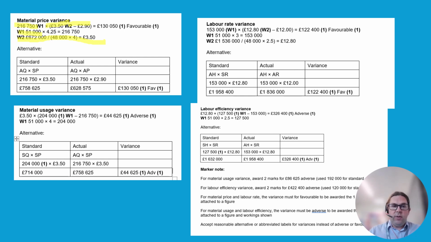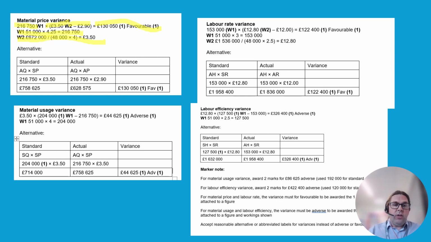Now working 1 confirms how you do that. So they produced 51,000 units and they used 4.25 kilos per unit, so it's 216,750. So the variance is £130,050 favourable. So you could just do the difference in the kilogram price and just work it that way.